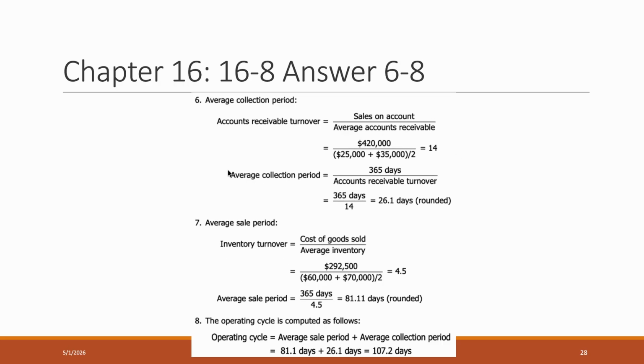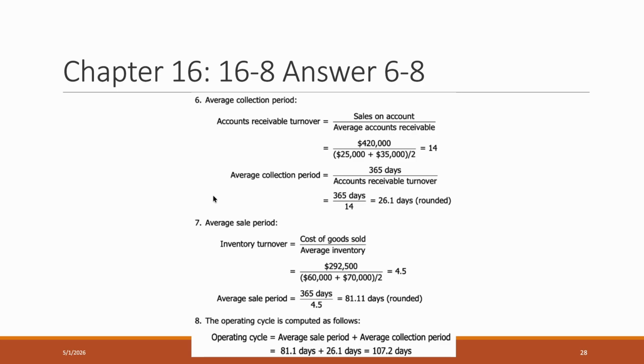Average collection period. So we're going to need to calculate first our accounts receivable turnover. So the formula for that is going to be sales on account divided by your average accounts receivable. And so we know that the beginning balance was $25,000, the ending balance was $35,000. So we can add those together and divide that by 2 to get our average. And then our sales on account is going to be $420,000. And so that gives us a turnover of 14.